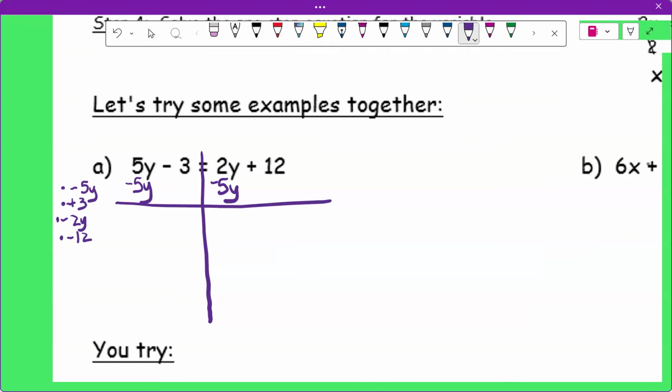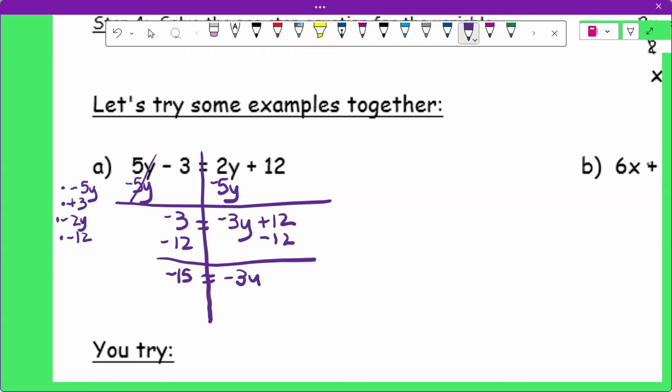So 5y minus 5y is 0. The negative 3 comes down. 2y minus 5y is negative 3y. And the plus 12 comes down. And now it's like a two-step equation. Cover up the variable term, move the constant to the other side with inverse operations, add and keep the sign, and now it's a one-step equation. Divide by your coefficient, and we have our solution.